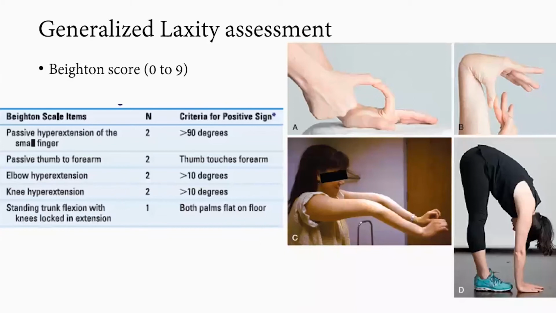As part of the generalized laxity assessment, we have to calculate the Beighton score. We have to look for passive hyperextension of the small finger, passive movement of the thumb to reach the forearm, elbow hyperextension more than 10 degrees, knee recurvatum or hyperextension more than 10 degrees, and position of both palms flat on the floor with the knees locked in extension. A score greater than 4 in a skeletally mature adult means that he has generalized hypermobility.